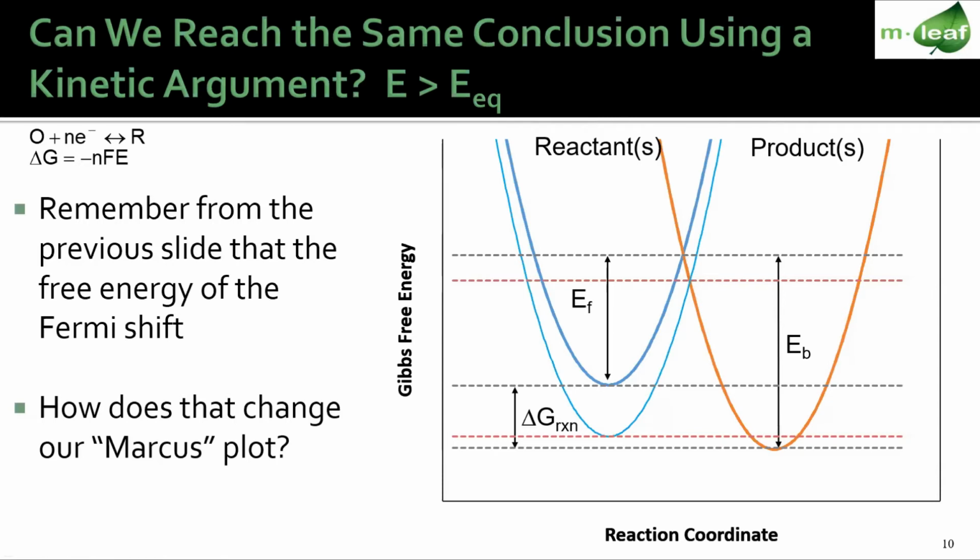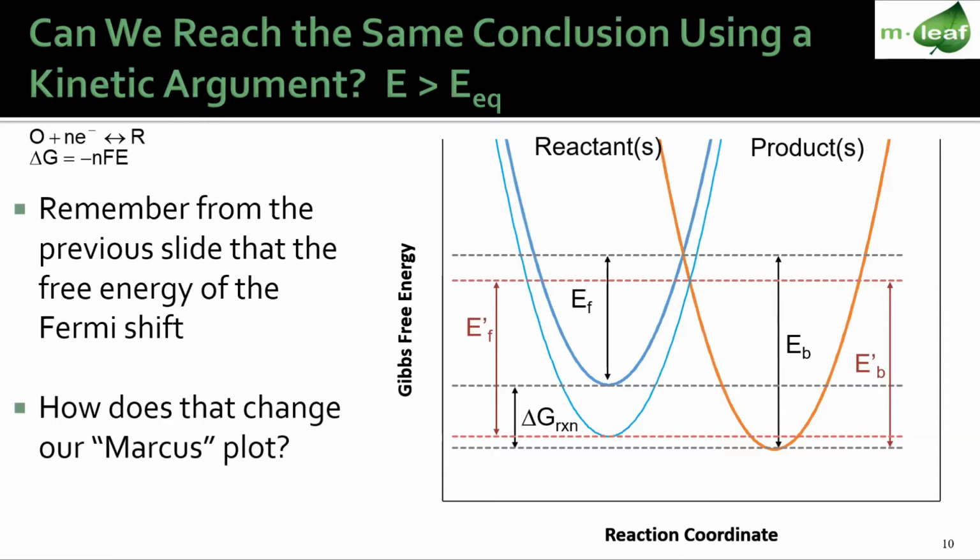And just like we did before, we can draw a line from the bottom of this well up to the new transition state. And that's the new activation energy for the forward reaction. And we can do the same thing for the product, and this would be the new activation energy for the reverse reaction. So one of the things that happens in an electrochemical system is that the potential directly manipulates the activation energies for the reaction to happen.